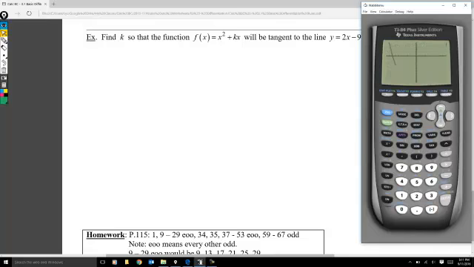On my graph, there's my first parabola, there's my second parabola, and there's my line. And I see that it is indeed tangent, so it only touches each of these at one point. It goes right along there.